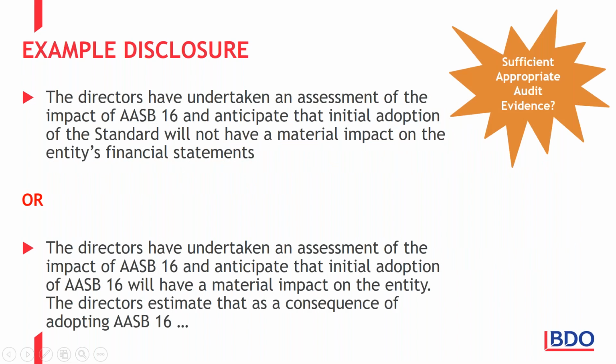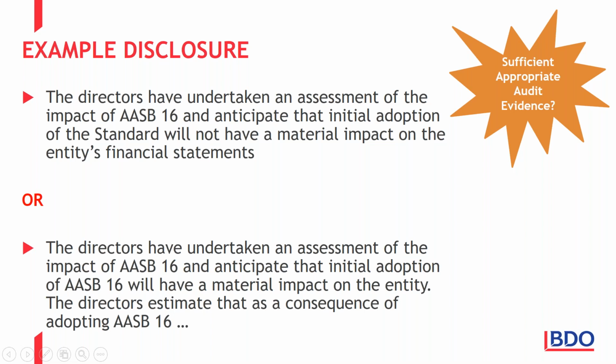Some example disclosure. The first one is you could disclose: the directors have undertaken an assessment of the impact of AASB 16 and anticipate that initial adoption of the standard will not have a material impact on the entity's financial statements. My question there in the yellow block is, do we have sufficient appropriate audit evidence to support that statement? And that little yellow star is not a reminder for the auditors.